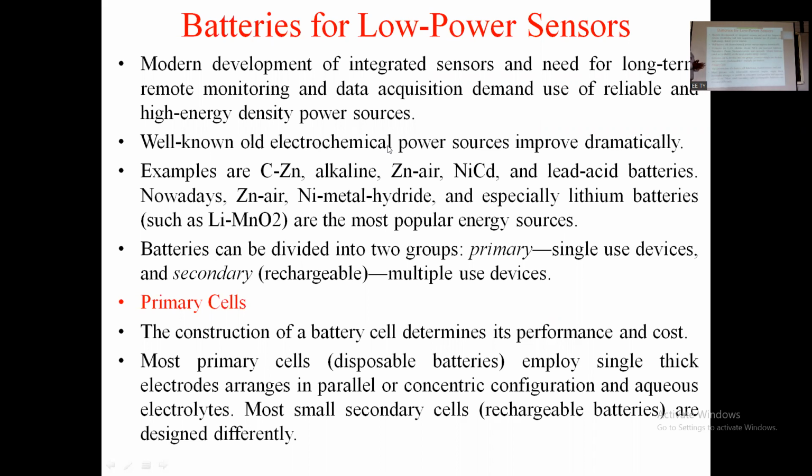So in that primary cell, this is nothing but a disposable type of battery, or once it is used, then it can be disposed. Once it is used, so the construction of the battery will determine its performance and the cost. How the battery is constructed will determine the battery performance.